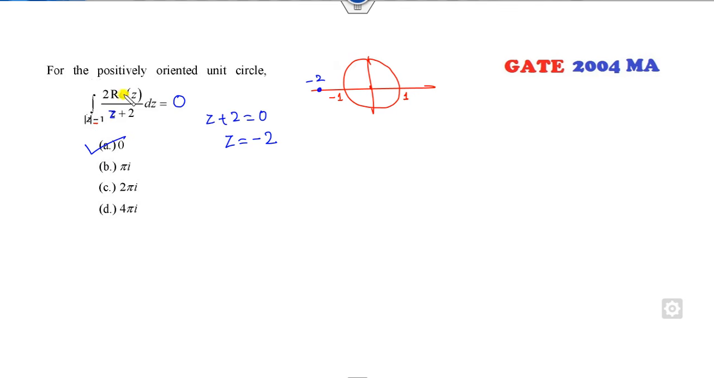What is the meaning of the 0? Because the real part of the z is my x, so this pole is outside this circle. So it means the answer is 0. That means this function is analytic over this domain.